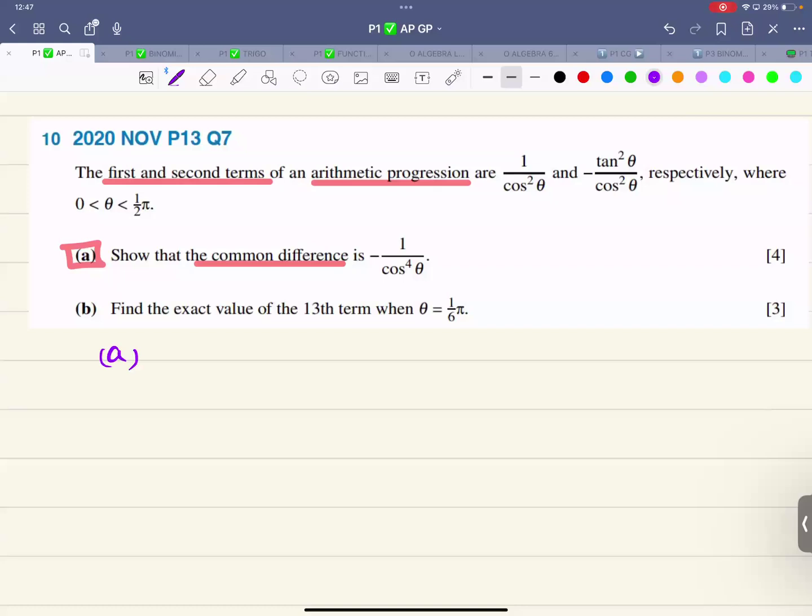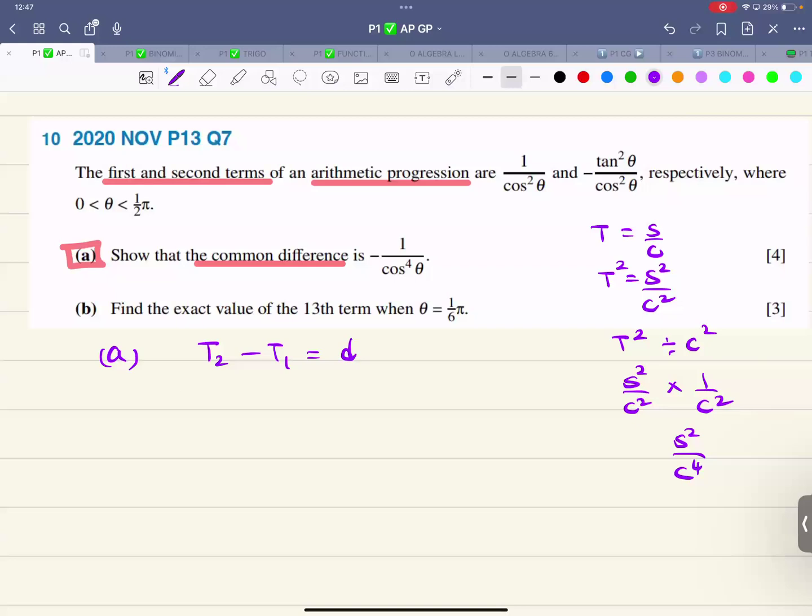So first thing is T2 minus T1 is the common difference. That is negative tan square. Let me first simplify this. So first of all, T is S over C. T square, S square over C square. T square divided by C square. T square is S square over C square. Division by C square, multiplication by 1 over C square, which is S square over C4. So this is S square over C4. That is T2 minus 1 over C square is equal to D.